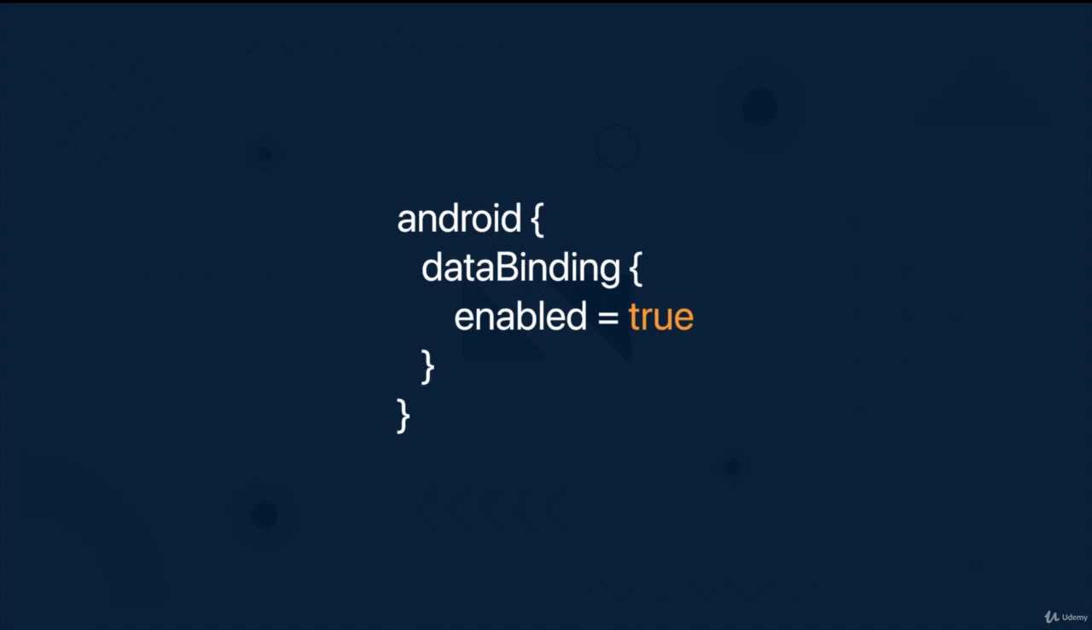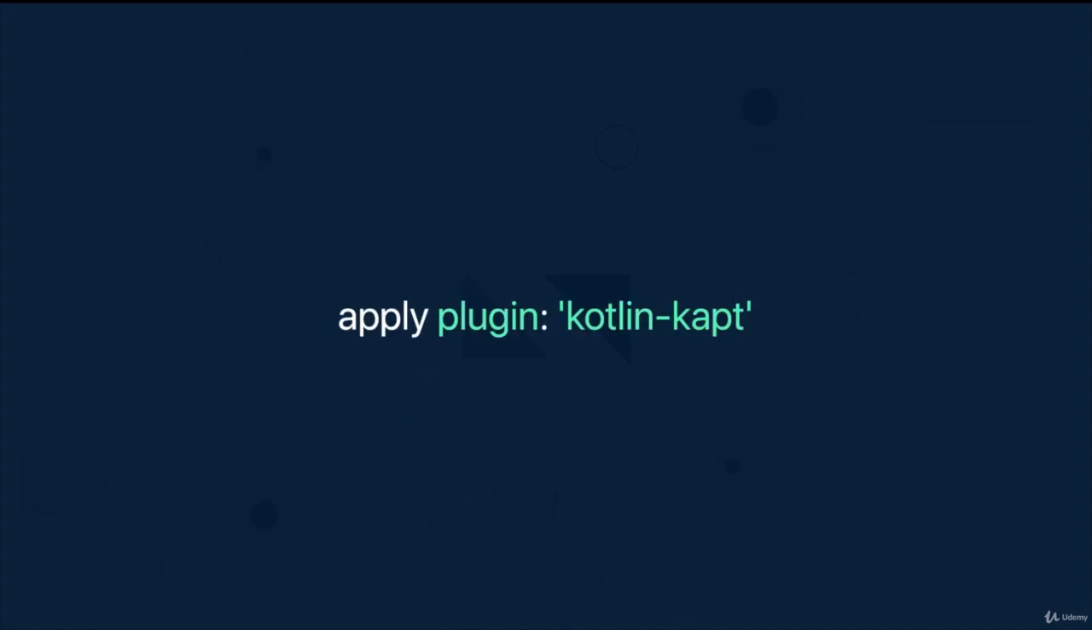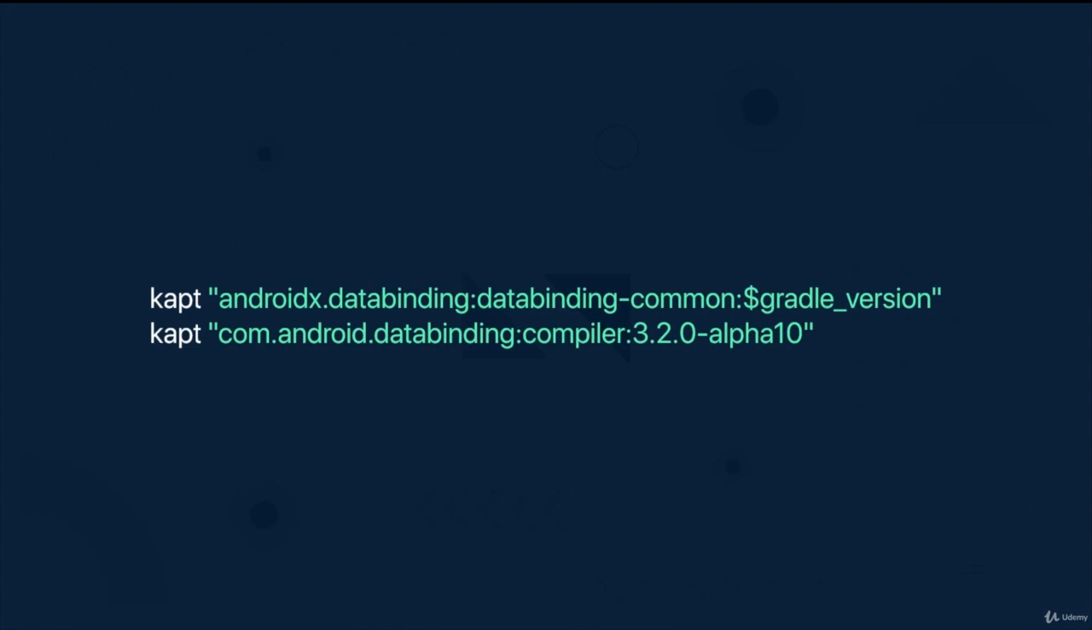So before you start using data binding, you need to enable data binding from Gradle scripts by adding the following piece of code inside the Android block of the module level build Gradle file. And if you are using Kotlin, you should also add a kotlin-kapt plugin. And for the dependency, you should add the dependency for AndroidX.